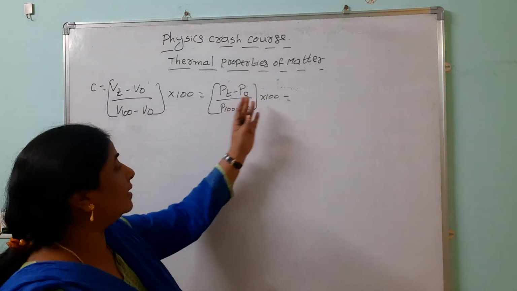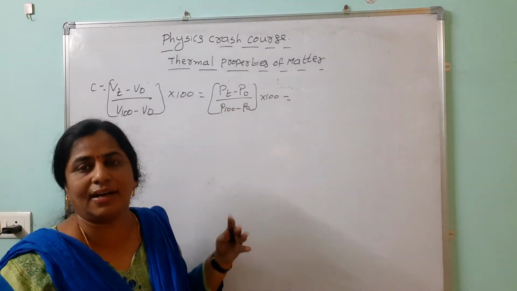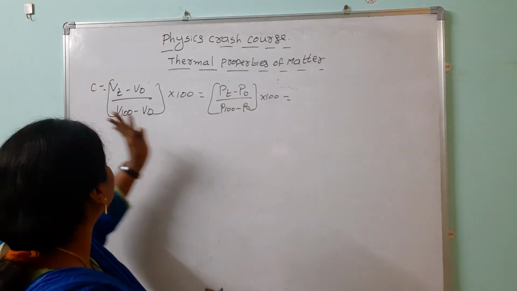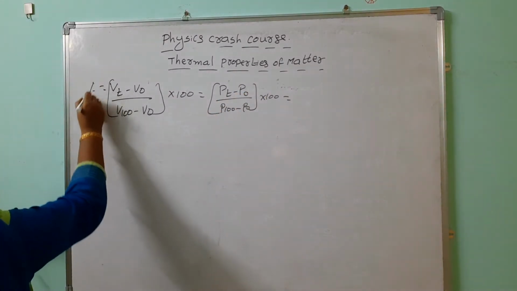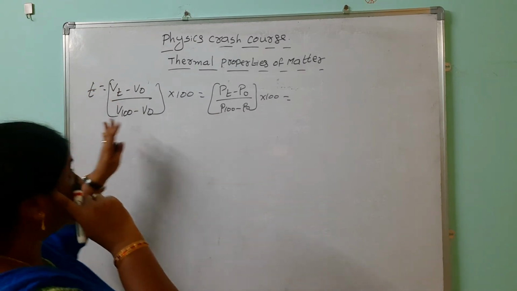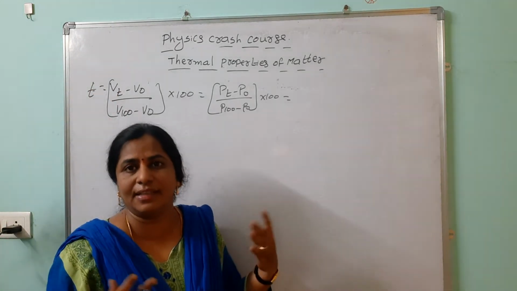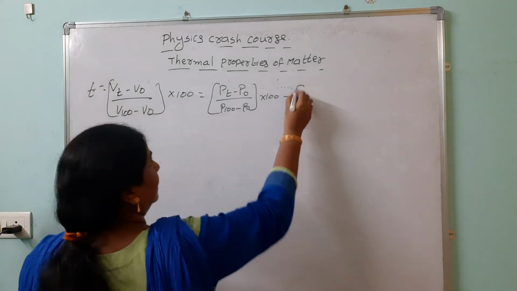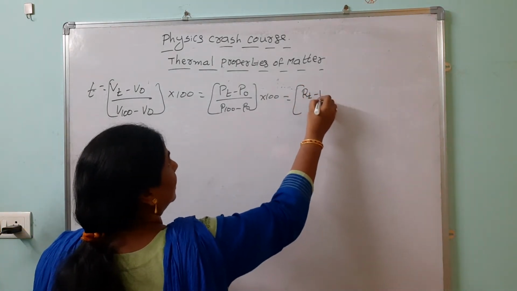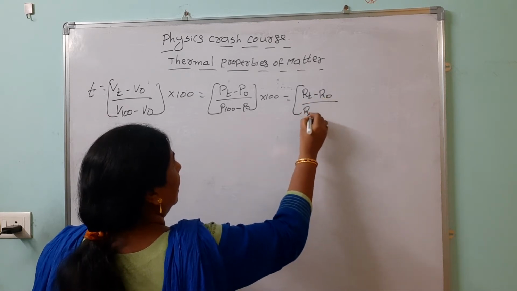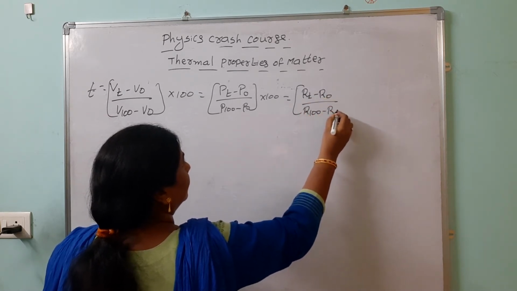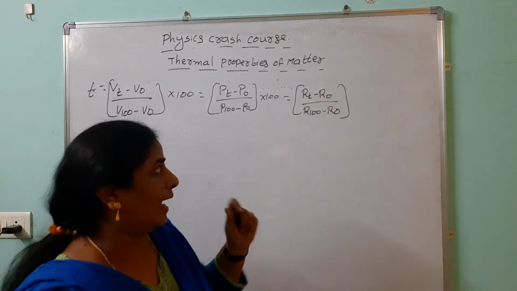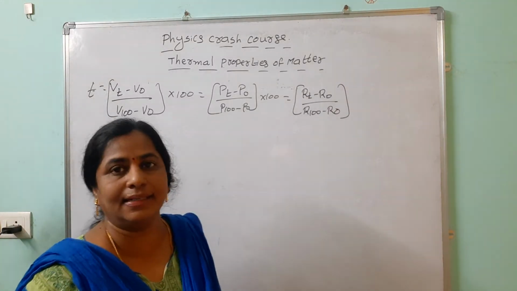Pt is the pressure at t degrees centigrade, like 100 Pascal, and this is like 50 Pascal. This way you can find out the temperature, with the help of the volume, with the help of the pressure, and with the help of the resistance also. See, Rt minus R0 by R100 minus R0. Rt is the resistance at t degrees centigrade, R0 is the resistance at 0 degrees centigrade and R100 at 100 degrees centigrade.